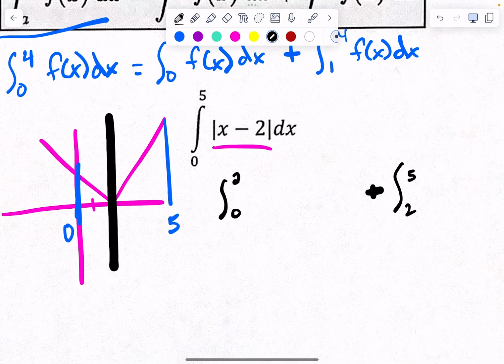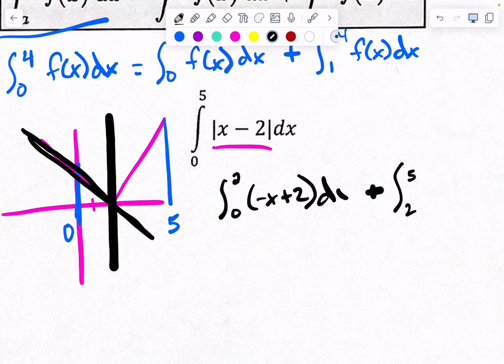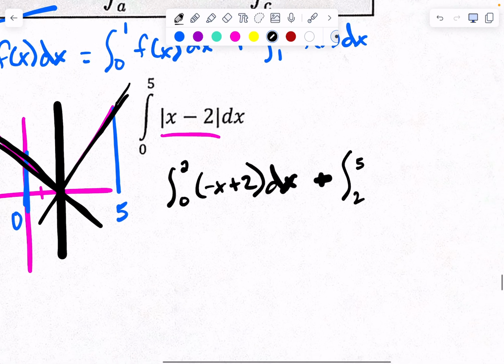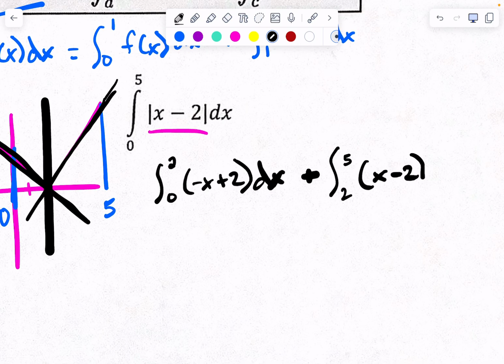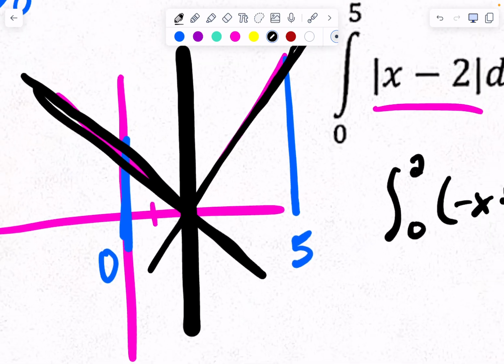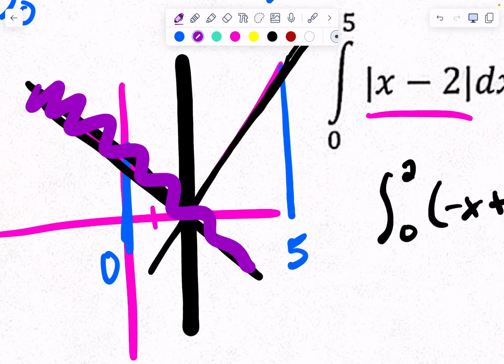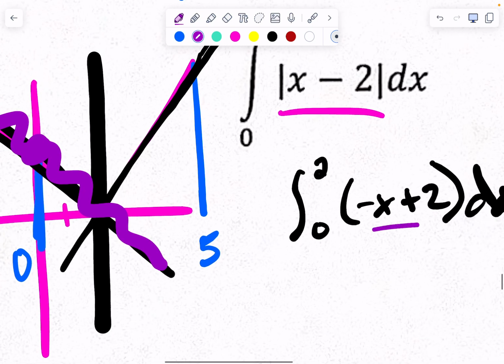Yes. Now, this one right here is negative x plus 2. That's exactly right. So negative x plus 2 dx is his function. This other one is the linear function positive x minus 2 dx. Do you see the two linear functions? Yeah, I see that. This one is negative x because it has negative slope, and it's at 2, so negative x plus 2 is its linear function.